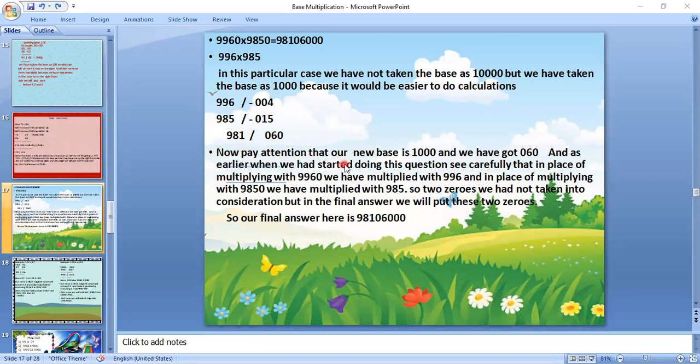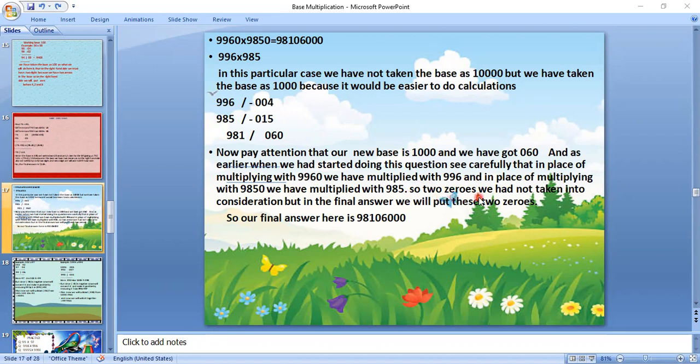Now you have to pay attention that your new base is 1000. Okay. And we have got 060 here. In 1000, 3 zeros are there, and here also you can see we have got 3 digits. Okay, and as we started doing this question, we can clearly see that in place of multiplying with 9960, we have multiplied 996. This I explained to you at the start of the question. And in place of multiplying 9850, we have multiplied with 985.